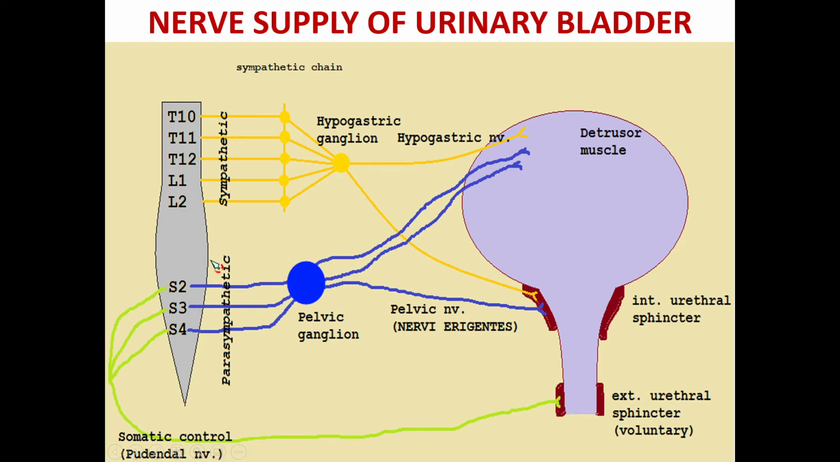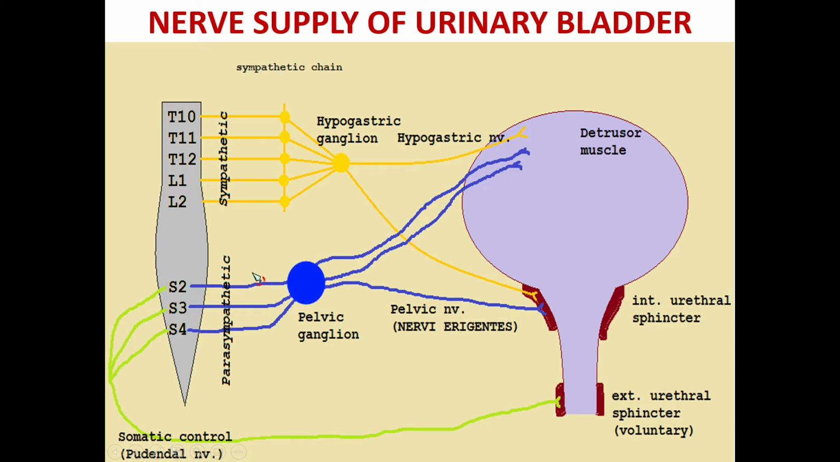Then we have the parasympathetic. Now again, keep in mind that the sympathetic nervous system is for storage. Whenever you need to store urine, that means when you want to increase the volume of urine, suppose urine is dribbling, drop by drop, accumulating in your bladder and you need to accommodate it, then this sympathetic nerve will be activated. So the sympathetic nerve is concerned with the storage of urine in the urinary bladder, to accommodate more and more urine.